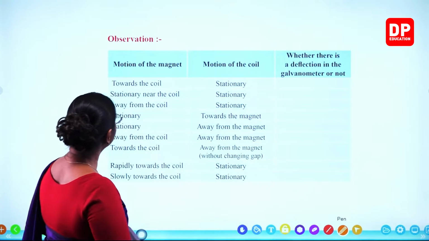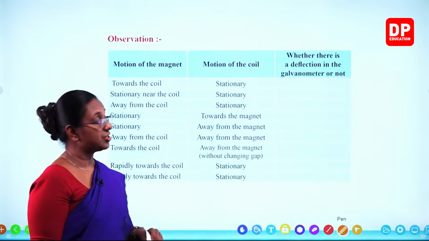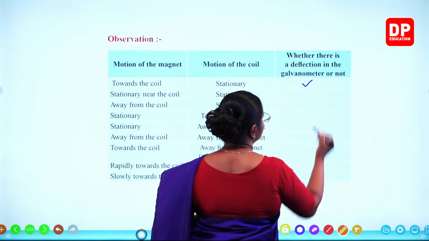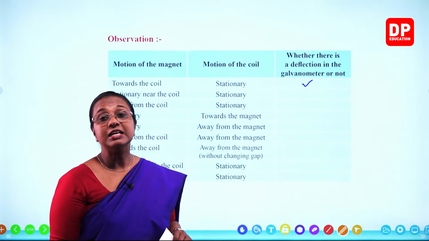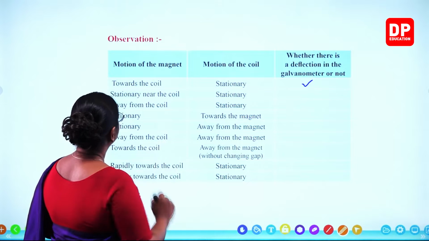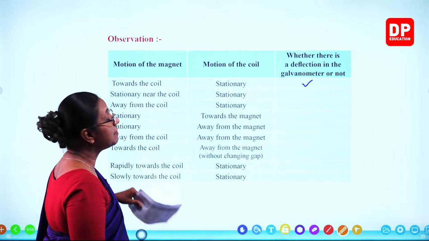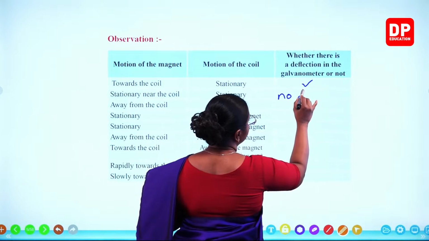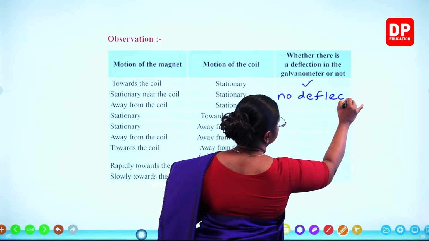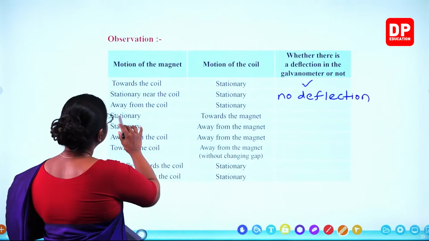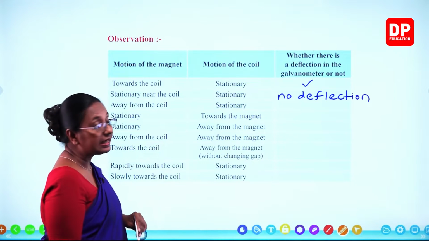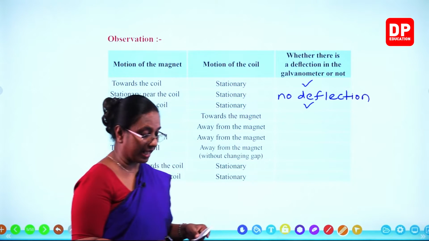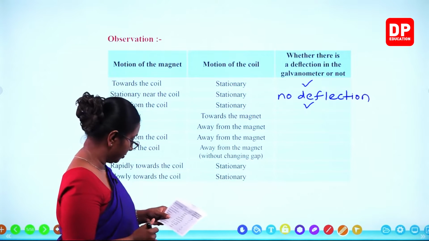Now you can remember when the coil was stationary and the magnet was moved towards the coil, there was deflection. So I'll use a tick to indicate the deflection. Then when the coil was stationary and the magnet was stationary, there was no deflection. Here, no deflection. Then after that, when I moved the magnet away from the coil, there was deflection. You can remember that. So that is what I marked in the table also.